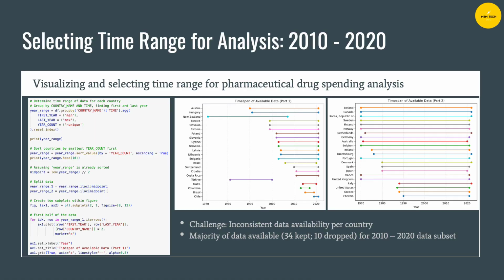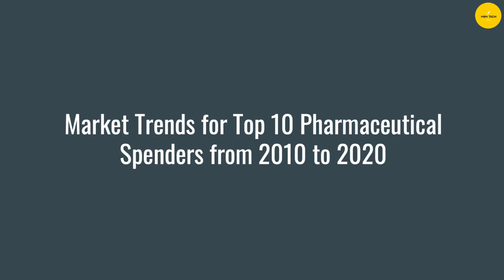One major challenge with the dataset was that countries did not all have the same time range. Here, the first year, last year, and year count were determined and plotted. Some of the countries had limited data available, and in the end, the 2010 to 2020 year range was chosen so as to maximize the number of countries kept for subsequent analysis. With this 2010 to 2020 data subset, the yearly trends were then analyzed.